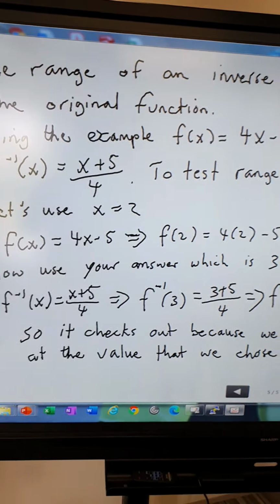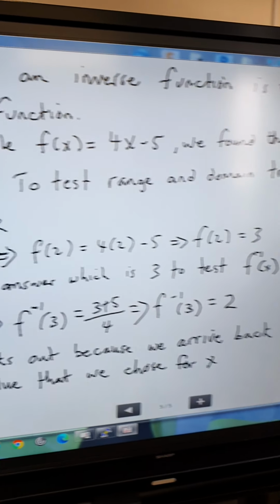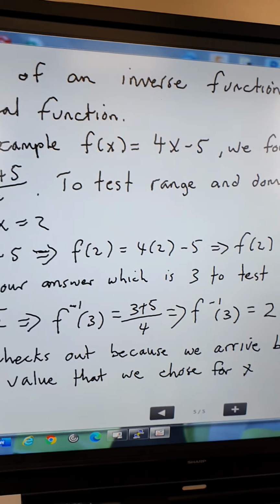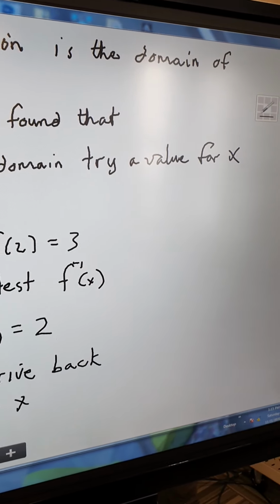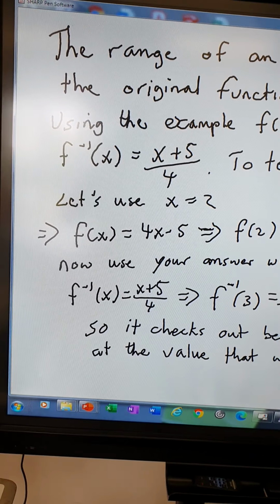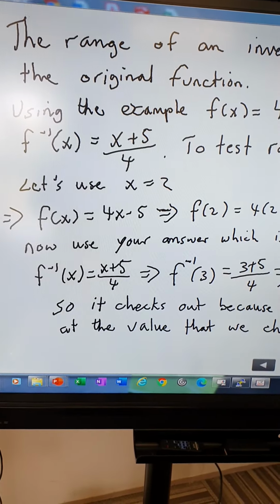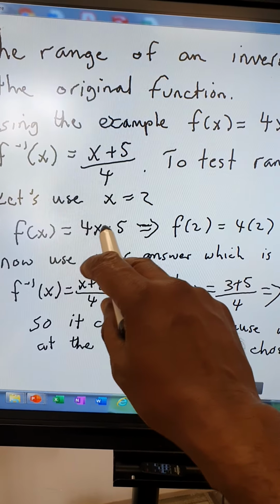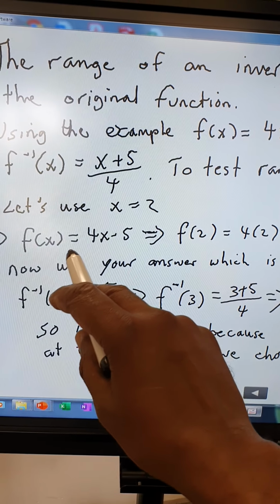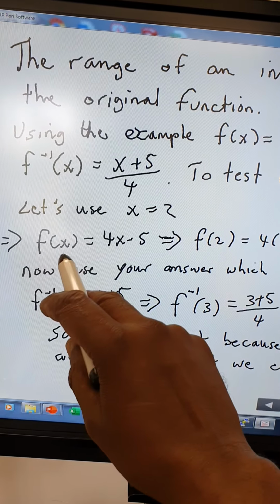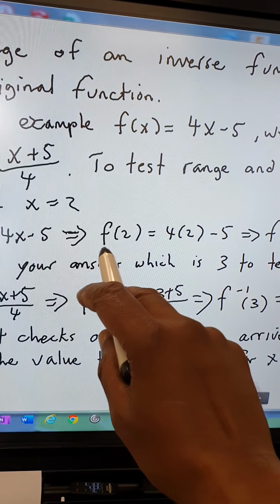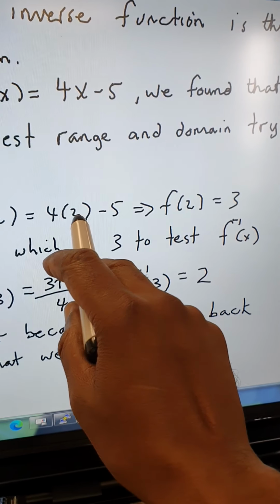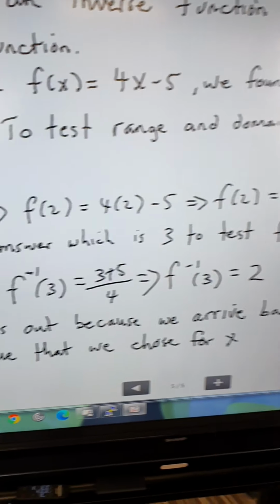So we're using the example f(x) equals 4x minus 5. We found that the f inverse of x is equal to (x plus 5) over 4. To test the range and domain, try a value for x. Let's use x equal to 2, because we know that the domain will be the x values, right? So f(x) equals 4x minus 5. Wherever we see x, we replace it with a 2. f of 2 is equal to 4 times 2 minus 5. So 4 times 2 is 8 minus 5, so f of 2 is equal to 3.